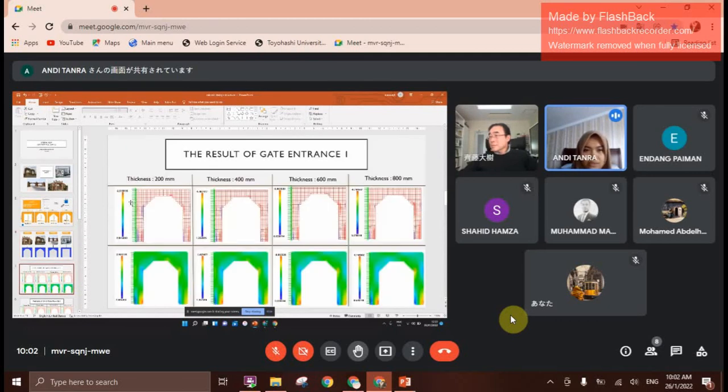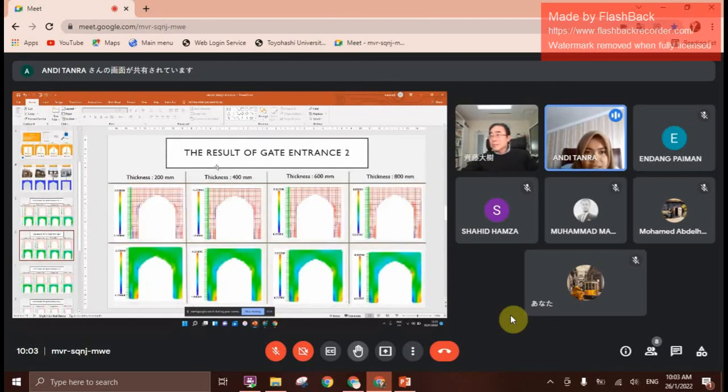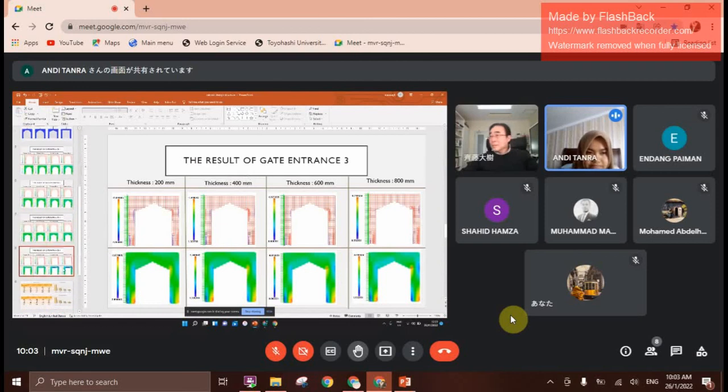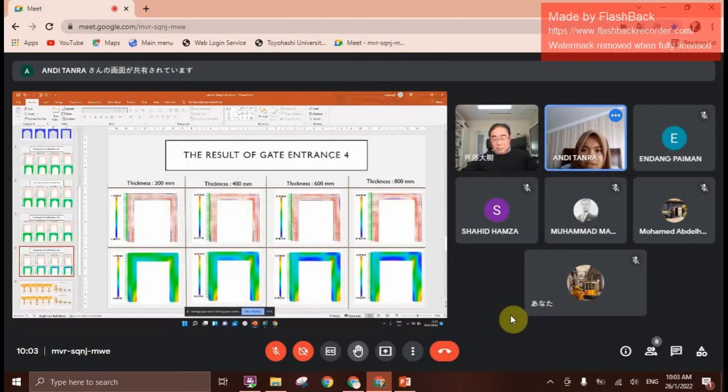This is the result. I put the thickness 2 centimeter, 20 centimeter, and then 40 centimeter, 60 centimeter, and 80 centimeter, and this is the result of the tension for entrance gate 1, and then this is the result of entrance 2, and then this is the result of gate entrance 3, and then this is the result of gate entrance 4.